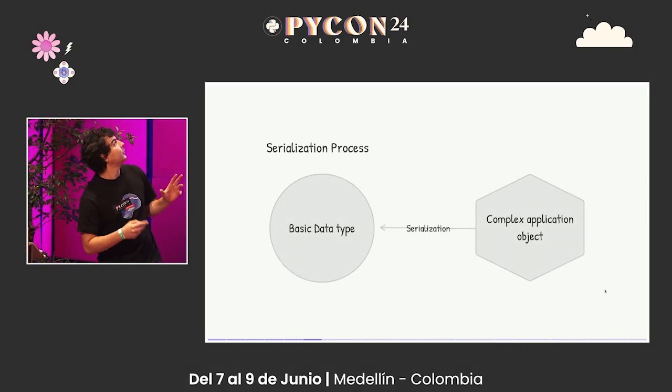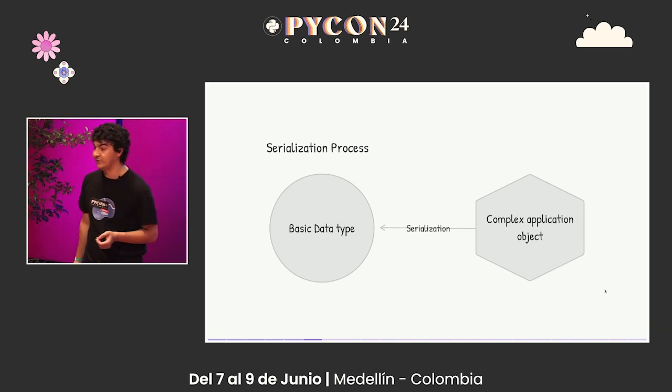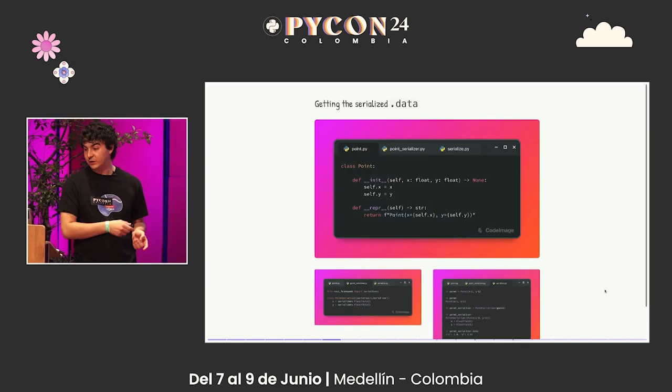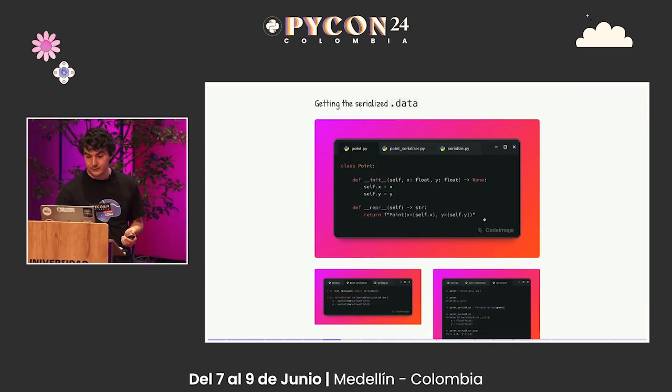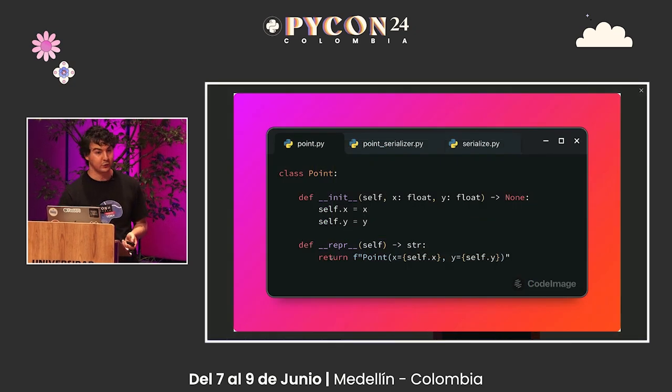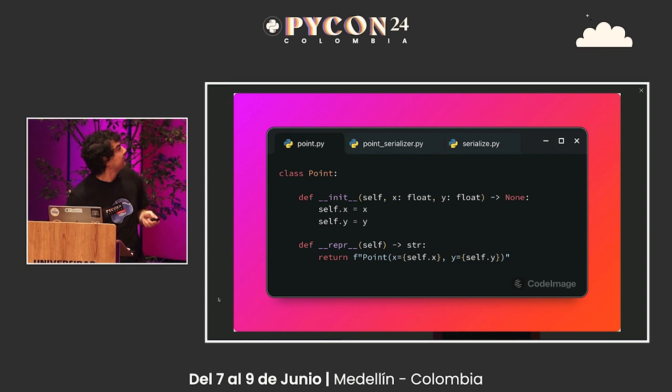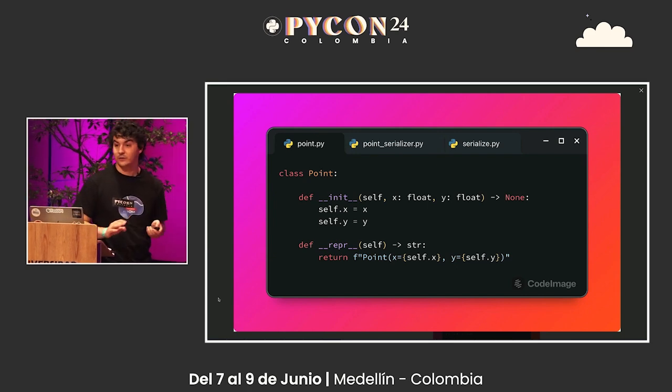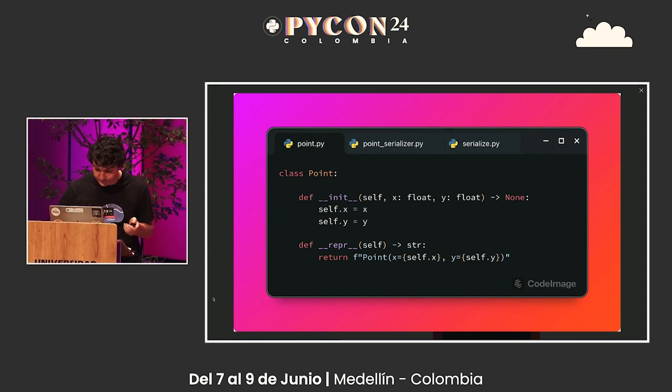So let's see a little bit of the serialization process, because it's the simplest one. You got your complex application object. Let's say this complex class, that's a point. Can everyone see the code well? I don't know. Yesterday there was a talk where I could see nothing, so let me know if it's too little.